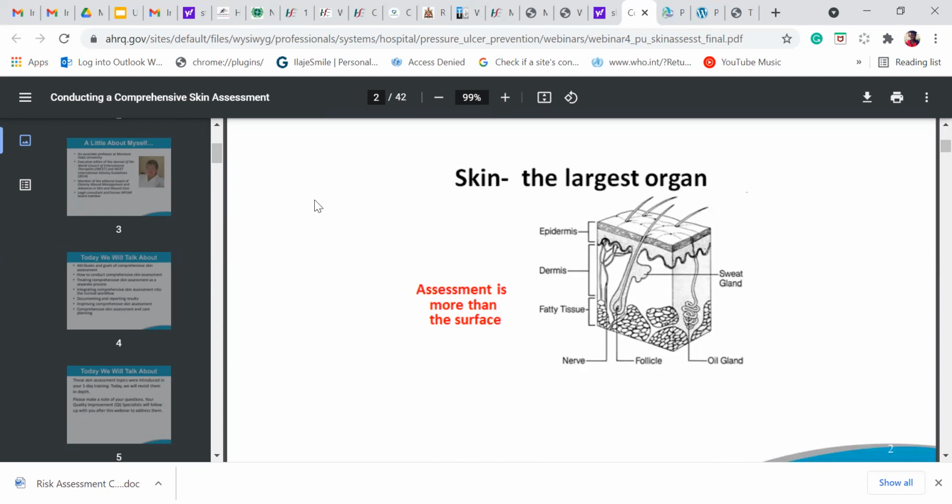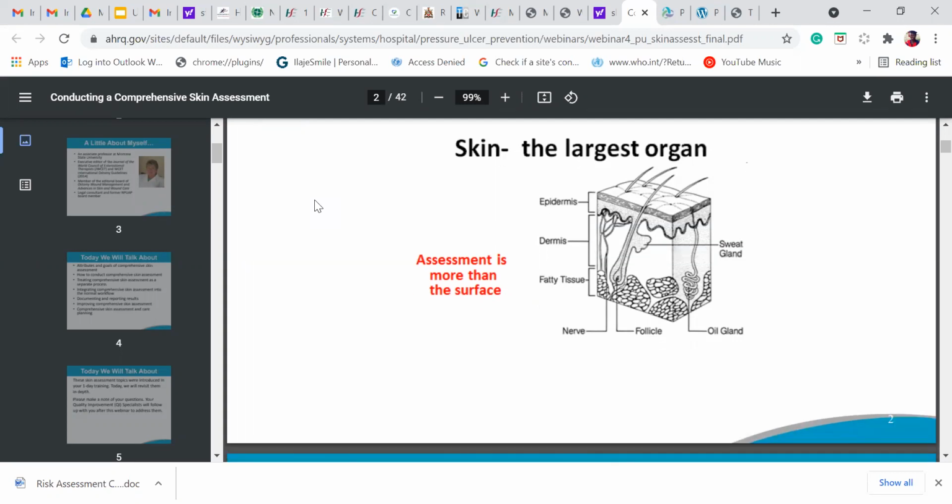It's not just about, is the skin clean? Is it dry? It's not just about, oh, is this person light skinned or brown skinned? It's more than the surface. If you look at the epidermis, the dermis, the layers of the skin, we also want to think about the sweat gland, the oil gland, the follicles, and of course the nerves. All these things have a major role to play when it comes to skin assessments.